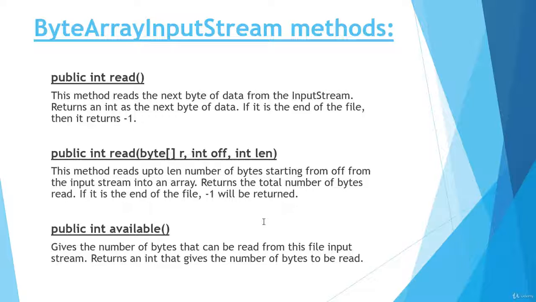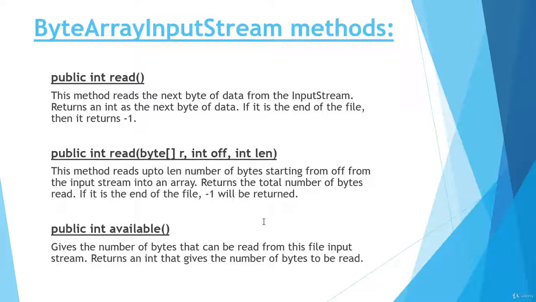First of all, we have the read method. This method reads the next byte of data from the input stream, returning an int as the next byte of the data. If it is the end of the file, then it returns -1. So this method basically helps us to read the next byte of data in the input stream. If it is the end of the file, then it simply returns -1.